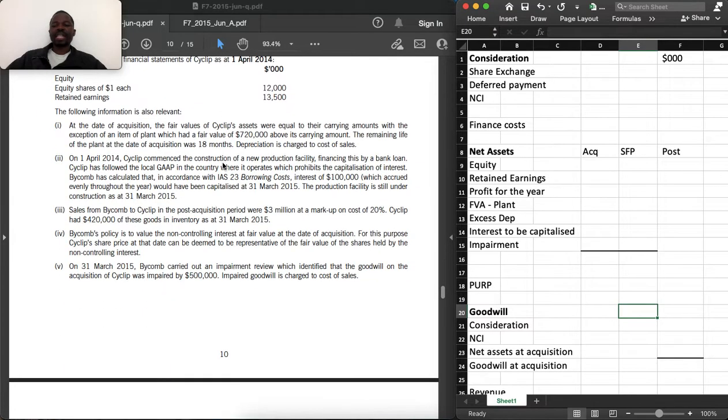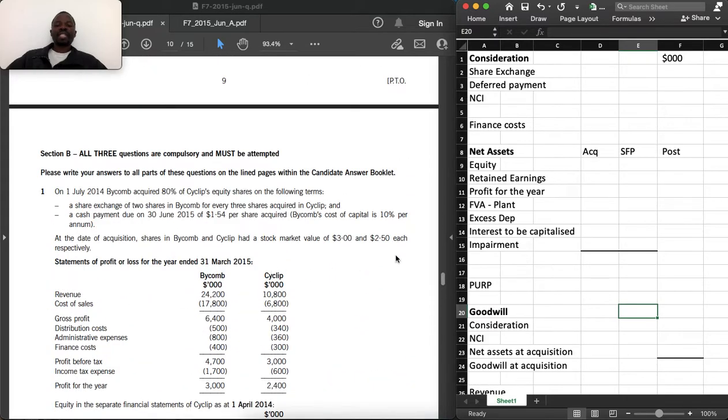But to calculate the NCI, we will also use the information on note number 4. Bycomb's policy is to value the non-controlling interest at fair value at the date of acquisition. For this purpose, Cyclic's share price at that date can be deemed to be representative of the fair value of the shares held by the non-controlling interest. This statement authorizes us to use $2.50 to calculate the NCI. Now let's calculate the share exchange.